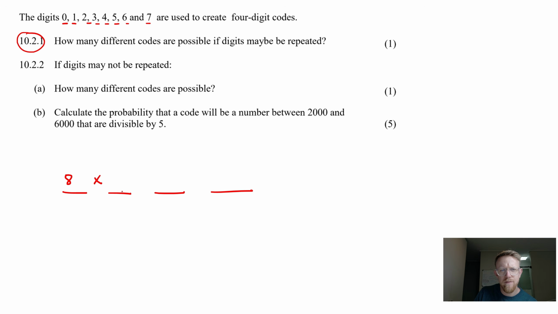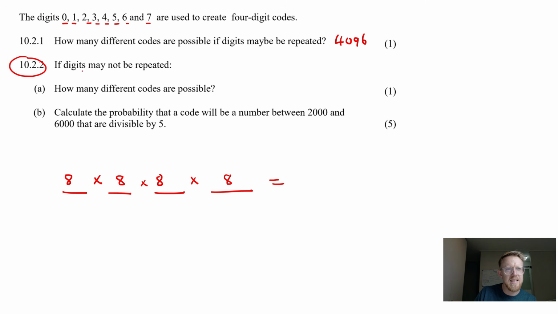Okay. Then for the next one, how many do you have? Well, now you still have 8 because they said digits may be repeated. So that means you can just keep choosing from the 8 numbers that we have available. And so if you had to go work this out, you get 4,096.